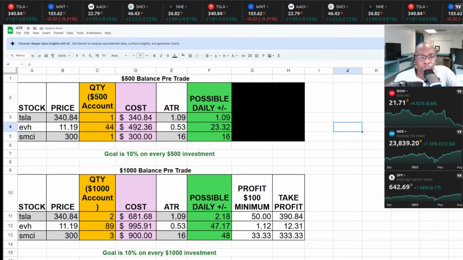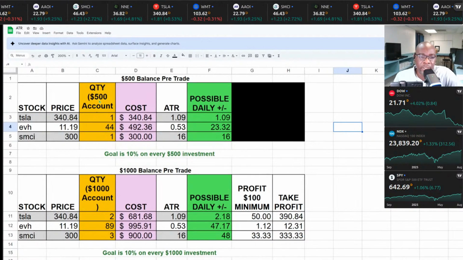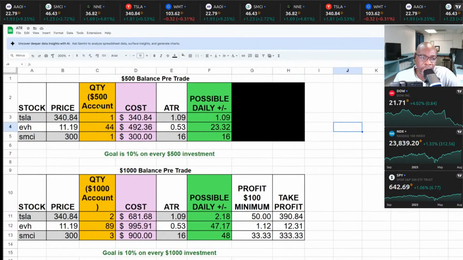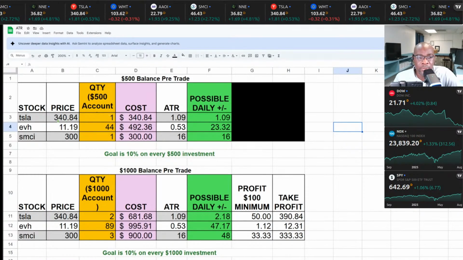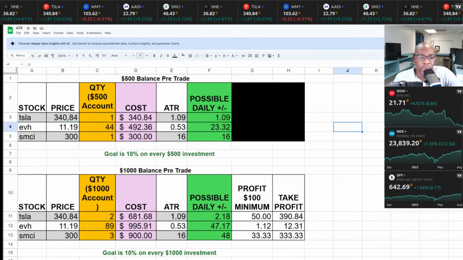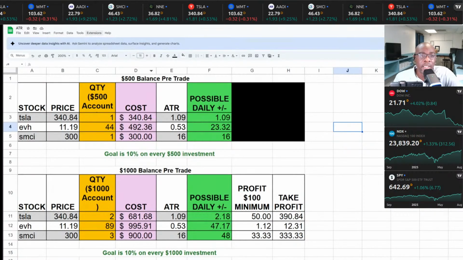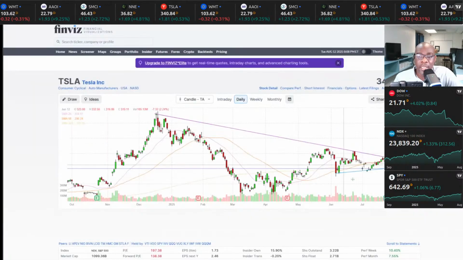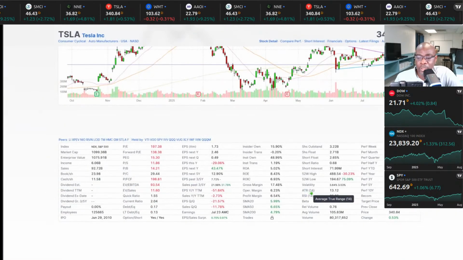All right. So we got the Tesla stock. So if we have a $500 account balance, as a new trader in our trading account, we can buy one Tesla stock for $340.84, and it's going to cost us $340.84, right? Now, Tesla stock has what they call an ATR right here. This right here is what we call an ATR.